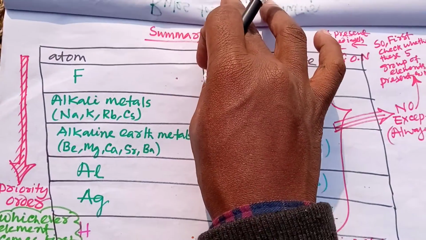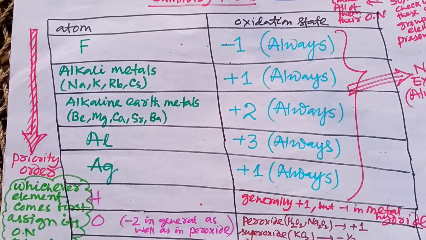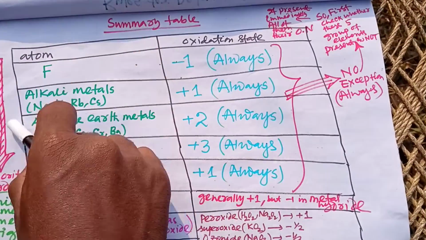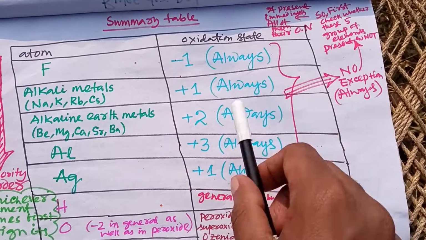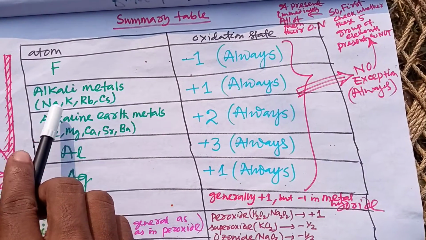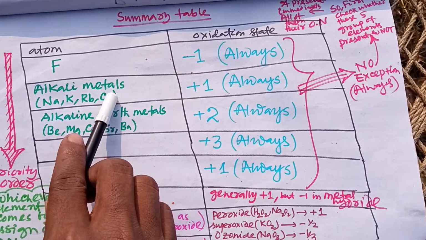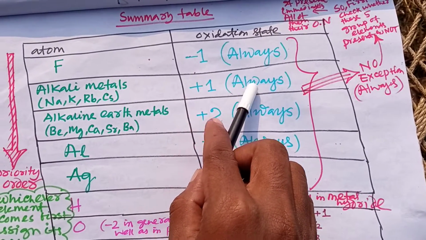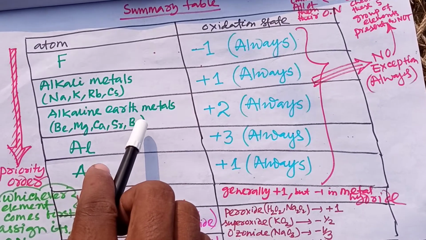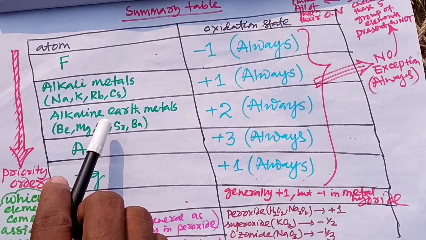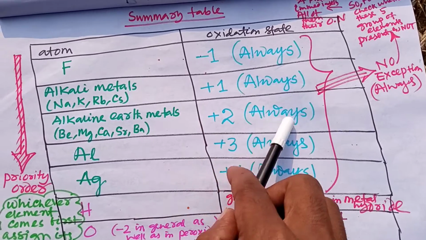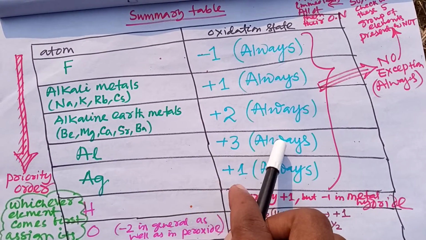So here is the oxidation number table. This is very important. These are some atoms whose oxidation number is always fixed. Fluorine has oxidation number -1, and that is always. Alkali metals, that means sodium, potassium, rubidium, cesium, etc., have +1 oxidation number in all of their compounds. Similarly, alkaline earth metals like barium, magnesium, calcium, strontium have an oxidation state always +2 in all of their compounds. For aluminum it is +3, also always.